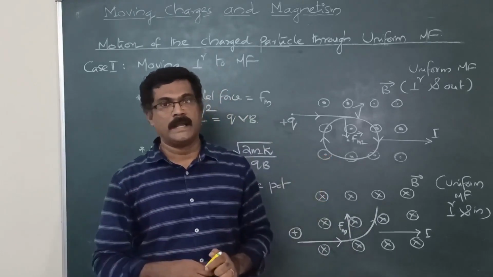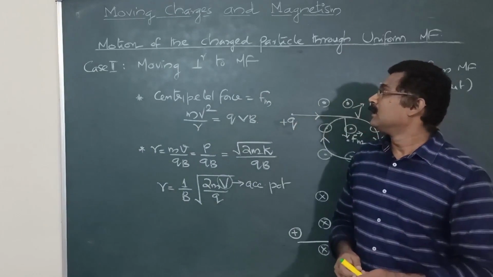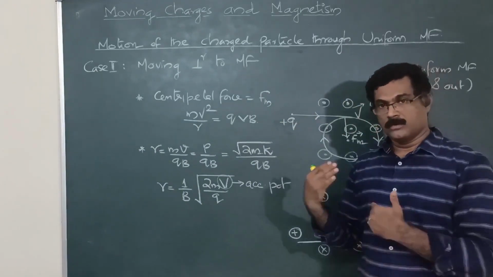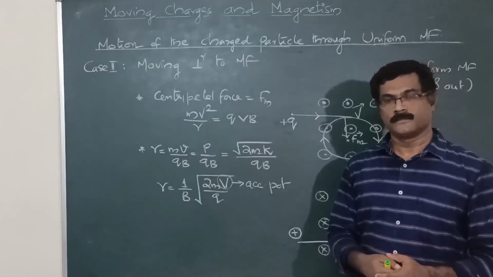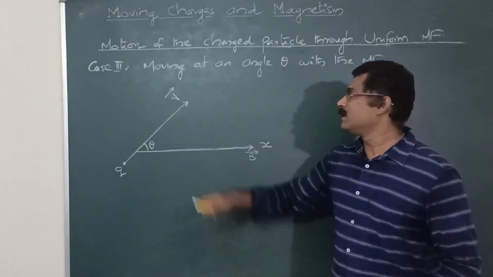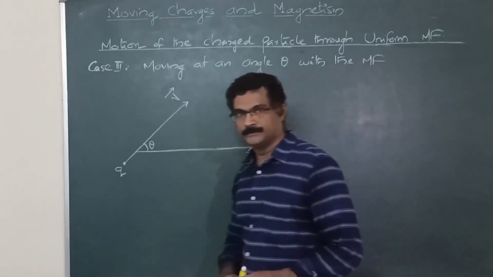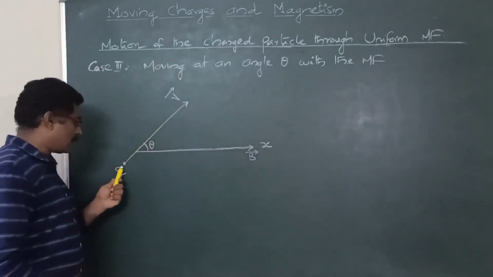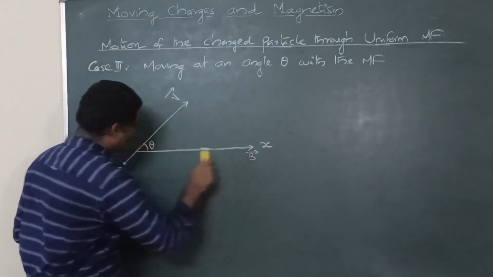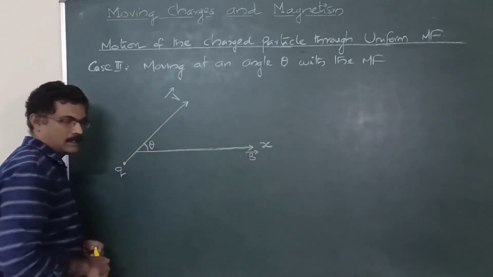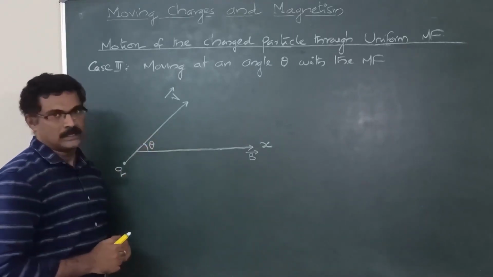Okay, all of you got the idea. So you can expect all these questions in the examination, so study it. Okay, remember the points. The third case: a charged particle moving at an angle theta with the magnetic field. Here a charge Q is moving with a velocity v through a magnetic field B by making an arbitrary angle theta. Then how can you solve the question?